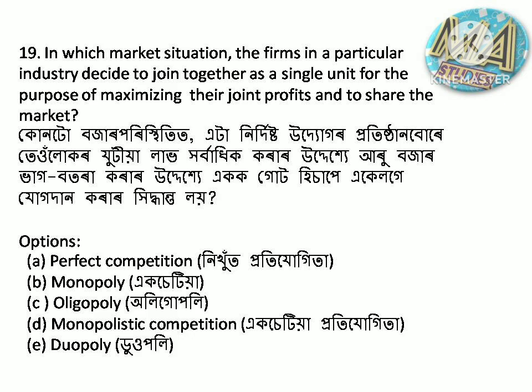19. In which market situation do the firms in a particular industry decide to join together as a single unit for the purpose of maximizing their joint profits and to share the market? A. Perfect competition, B. Monopoly, C. Oligopoly.